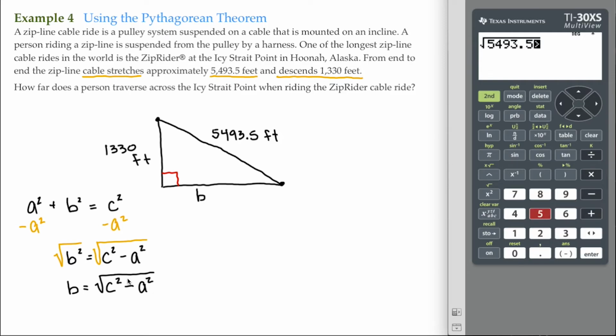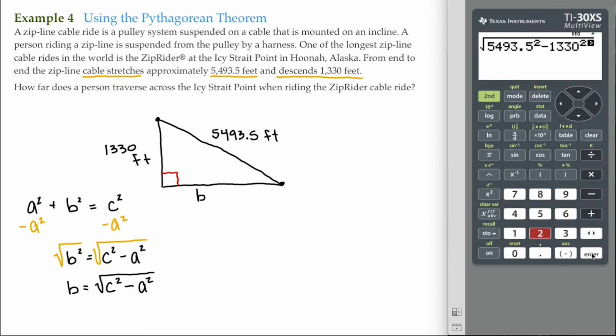5,493.5 feet, and that's squared. So I've got a square key right here. I'm just going to hit squared. And then minus a squared. And what's a? 1,330 feet. And then we square it. I'm going to use the caret key this time. If you don't have a squared key on your scientific calculator, I use the TI-30, you can use the caret key. All that does is raise a value, and then you can type in your power. And I'm just going to type in 2. But here is our b. b is equal to the square root of c squared minus a squared.